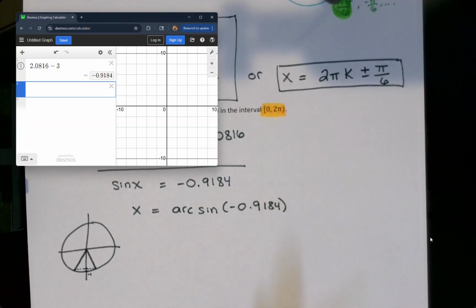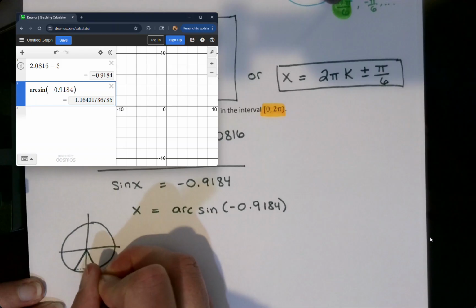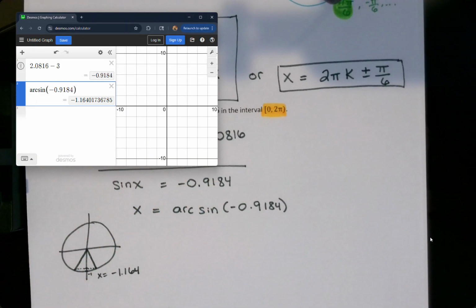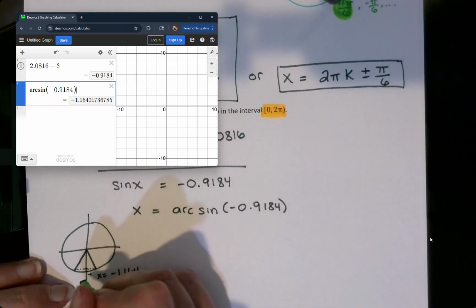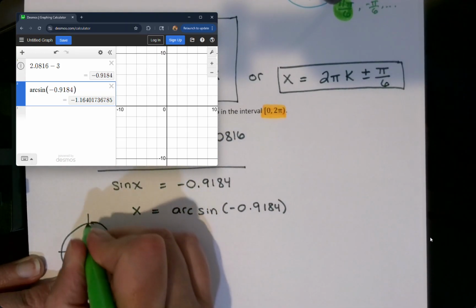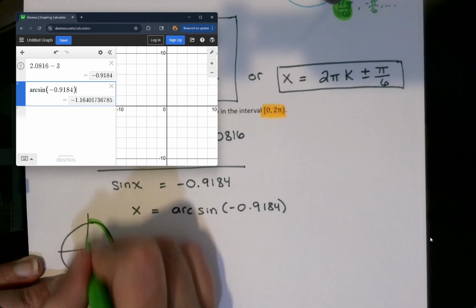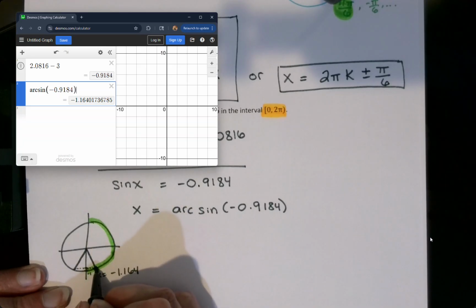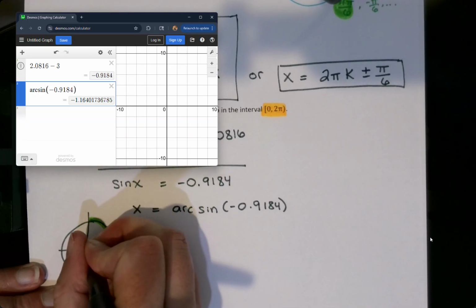Since we need to know that angle in a decimal, let's type it in. We need to do the arc sine or inverse sine of negative 0.9184. And what that gives me is the angle negative 1.164. Remember that arc sine has a range from negative pi halves to pi halves. So the angle in quadrant 4 is the angle that is initially returned. So that is this negative angle right here.